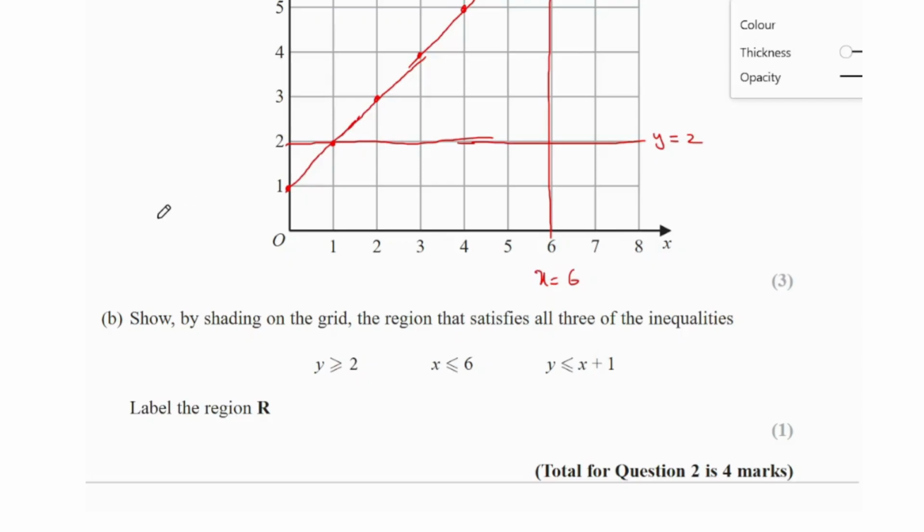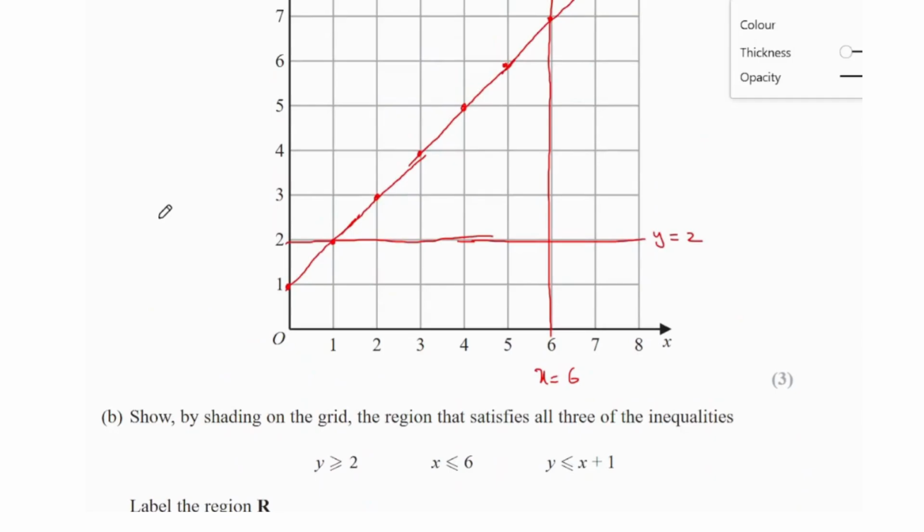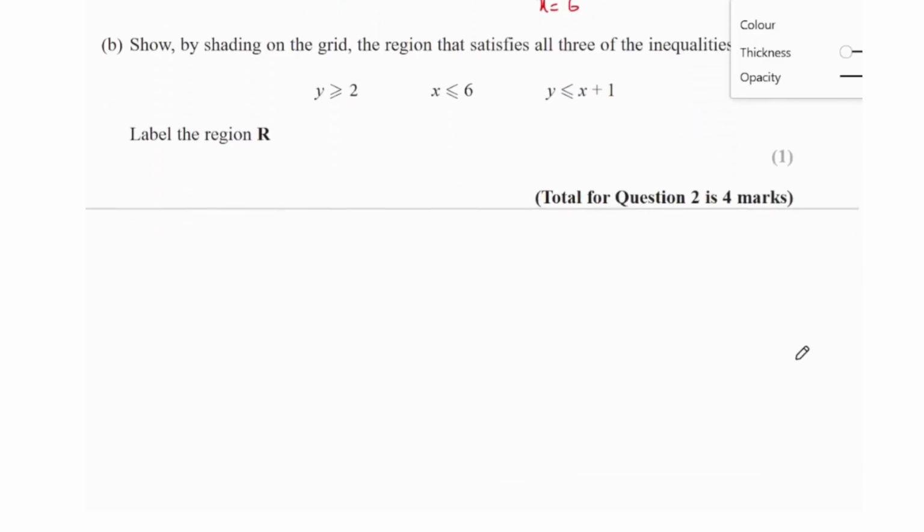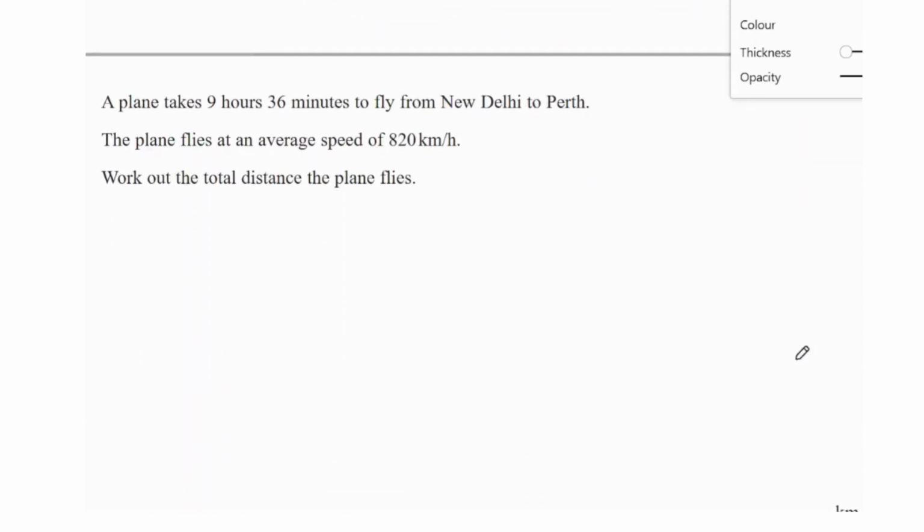This is part B. Show by shading on the grid the region that satisfies all three of the inequalities. So y is greater than or equal to 2 is this part. x is less than or equal to 6 is this part. And y is less than or equal to x plus 1 is this part. So this is the region we're looking for. Okay. So this is 3 plus 1, 4 more marks. I think that's a really simple question. Okay, let's move on to number 3.